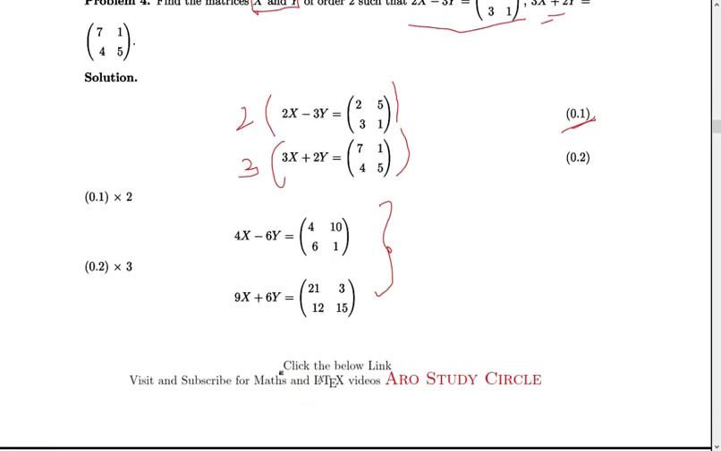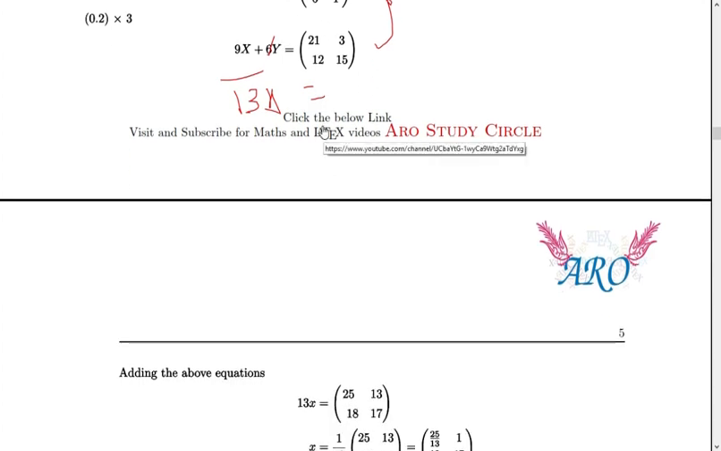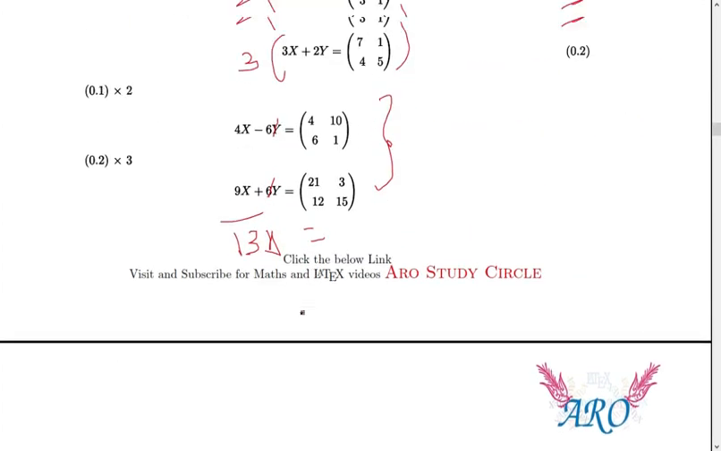It becomes 4x plus 9x, which is 13x. Minus 6y plus 6y gets cancelled. Next, matrix addition: 13x is equal to this value. Therefore x is equal to 1 by 13 into this value. So this is the value of x.